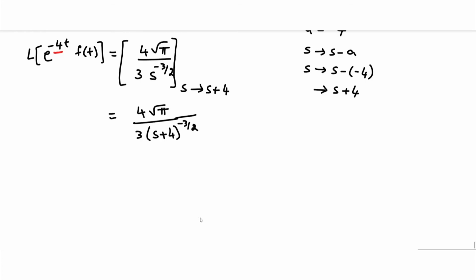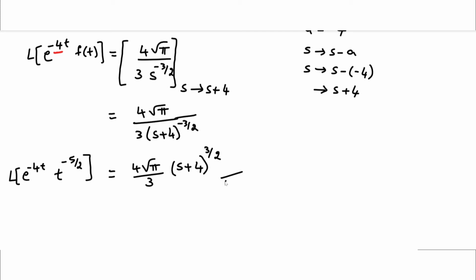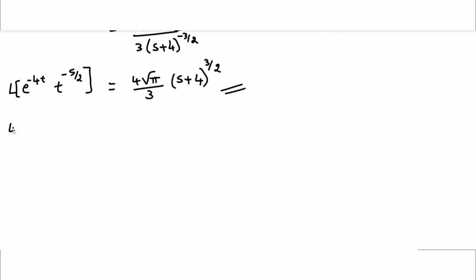If you want to write this in terms of the positive powers of s plus 4, you can rewrite this value as 4 square root of pi by 3 into, when s plus 4 comes to the numerator, the power will become positive, s plus 4 to the power of plus 3 by 2. And on the left hand side you can write Laplace transform of e power of minus 4t times f of t, where f of t is nothing but t power of minus 5 by 2. So that's the required solution. Let us move on to the next question.